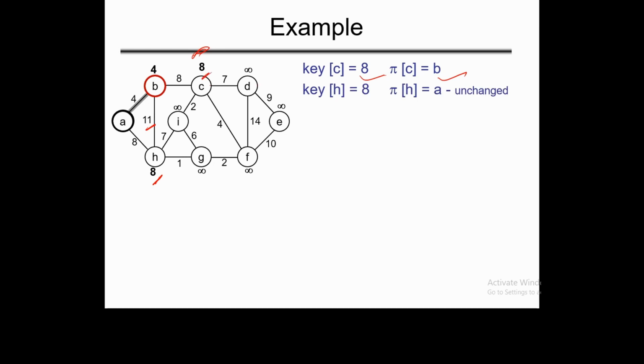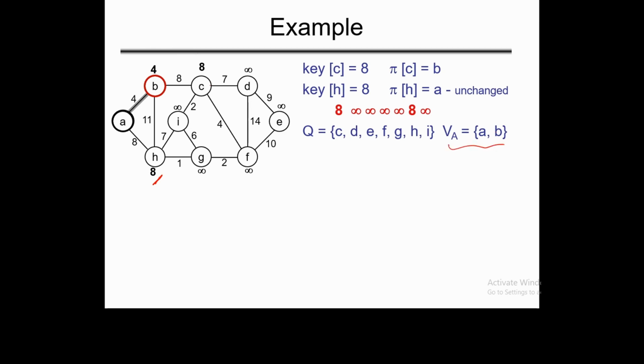You can see here the key of H is 8 and pi of H is A. There is no change made here, because the new edge weight is greater than the previous key. So there will not be a change in this case. So the situation of the Q and the vertex set will be like this. The key of C and H is 8, 8, and the vertex set of the minimum spanning tree contains the values A and B.